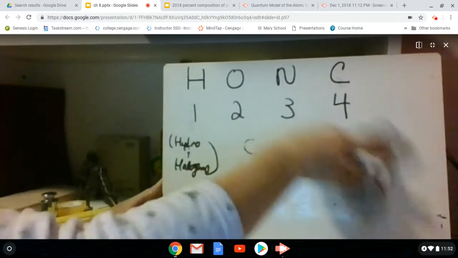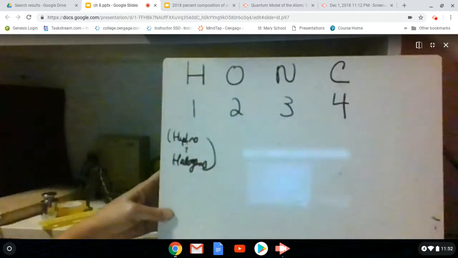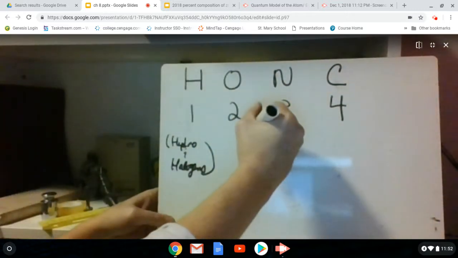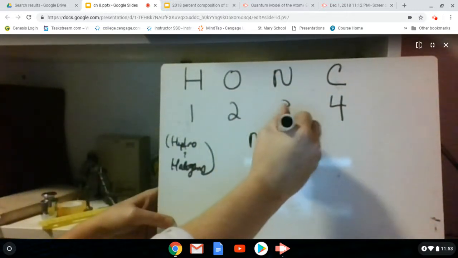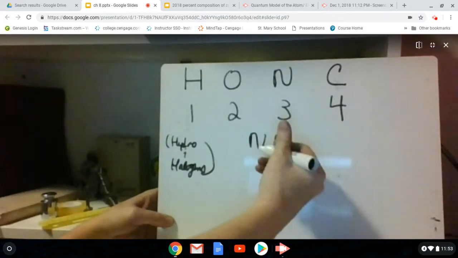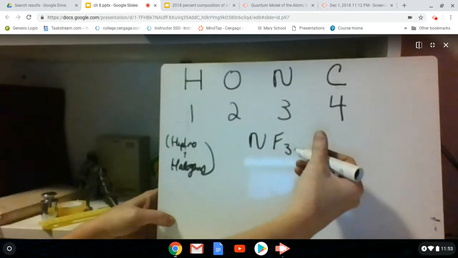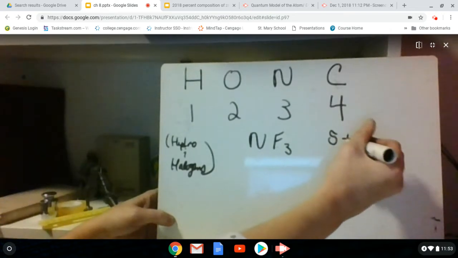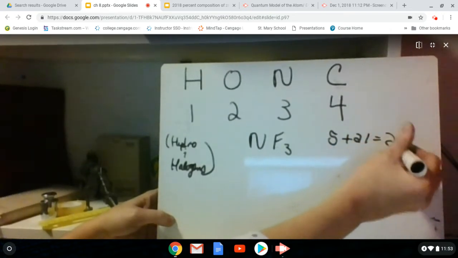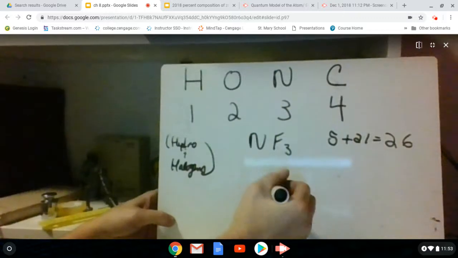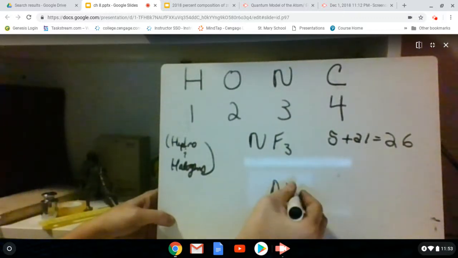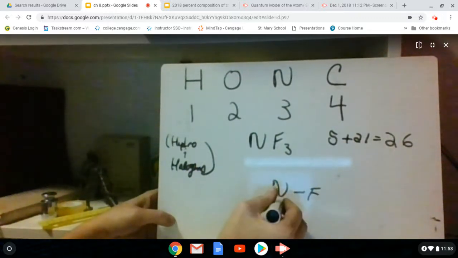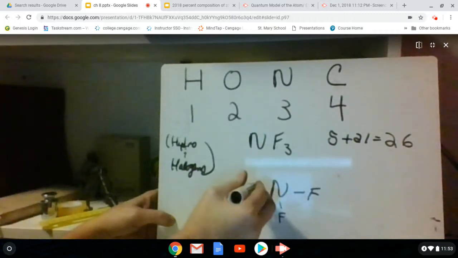Next, NF3. Okay, nitrogen has 5, fluorine has 7 times 3 is 21. So 5 plus 21 equals 26. Nitrogen goes in the middle. We're going to surround it with fluorine.